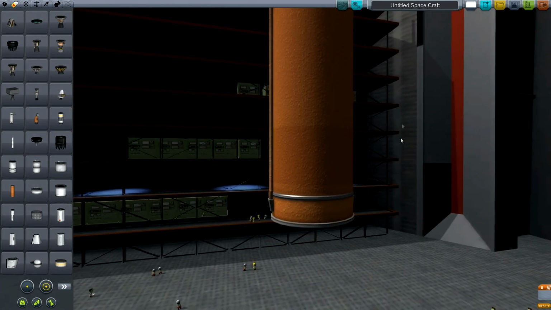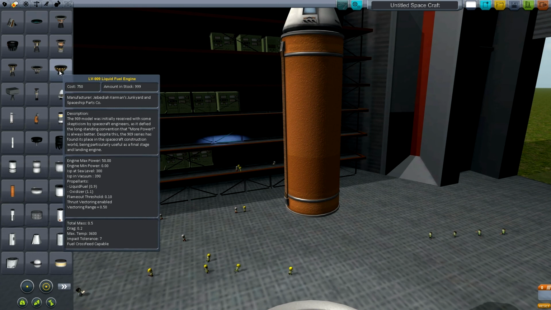Okay, that aside, we've gone over the maximum engine power and the minimum engine power, which is usually 0 except for solid rocket boosters, as you will remember from last episode. The ISP at sea level and the ISP in vacuum, because the efficiency does change depending on whether you're in an atmosphere or not. Propellants are what the engine uses, usually liquid fuel and oxidizer. Flame out threshold is important for jet engines, but we're not going to be looking at jet engines for a while because those are mainly for space planes. And to be quite frank, I've never really got the hang of space planes, but I am learning.